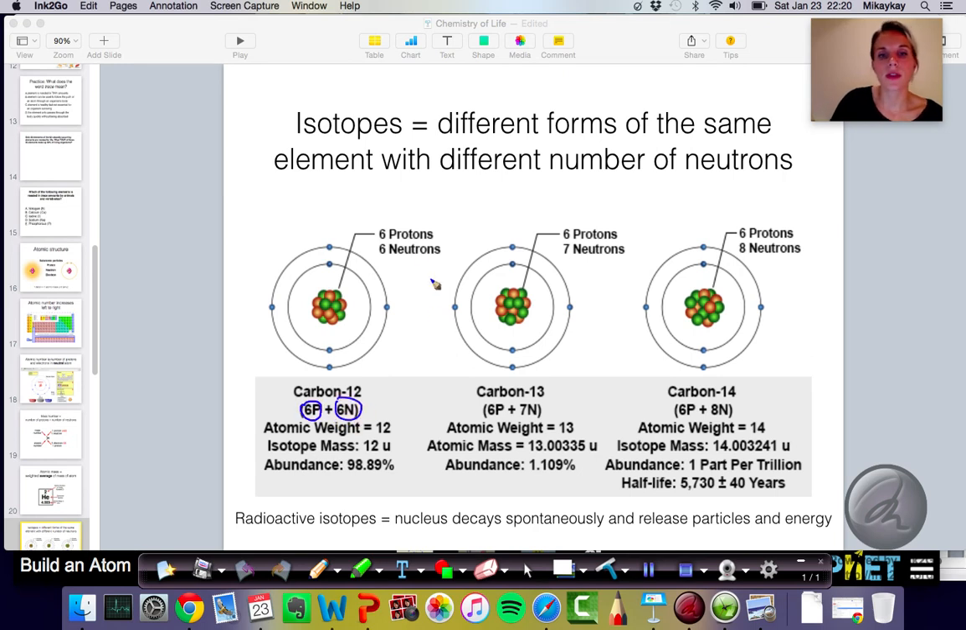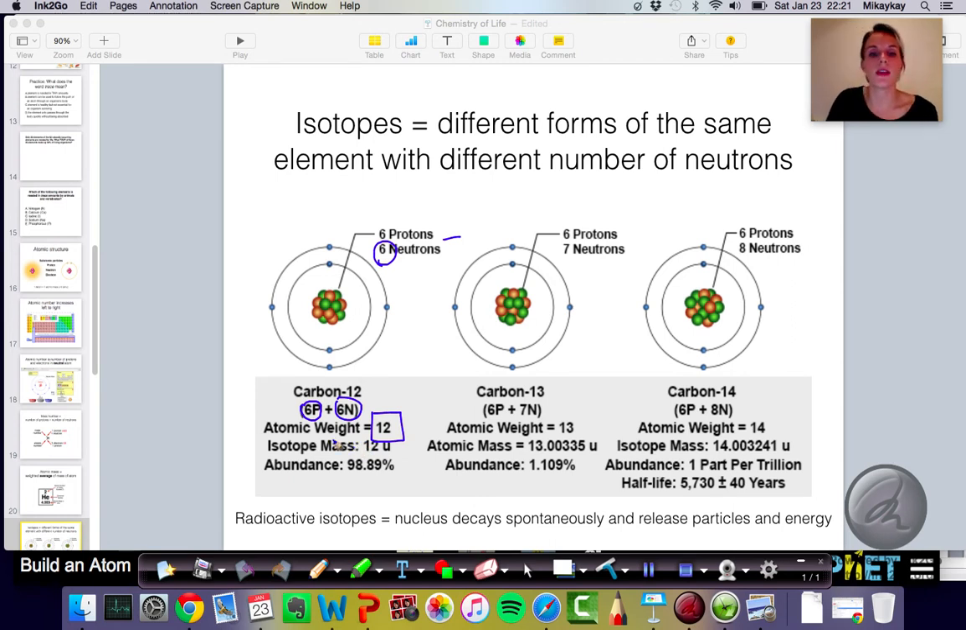So I have that written a number of places here, but you can look at this picture and you can see that there are 6 protons and that there are 6 neutrons, right? And so that means that it would have a mass of 12, right? Because each of those protons and each of those neutrons have a mass of about 1. You add it all up, mass of 12, right?